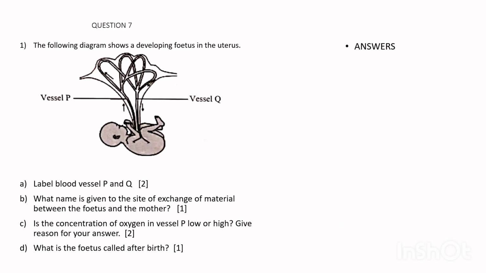Okay, we move to question 7. The following diagram shows a developing fetus in the uterus. Question A. Label blood vessel P and Q. So blood vessel P is the umbilical artery, and then blood vessel Q is the umbilical vein. Blood vessel P, an artery, Q, vein.